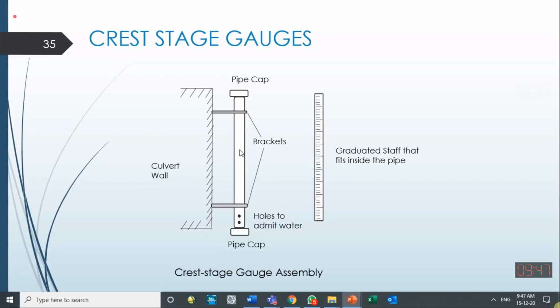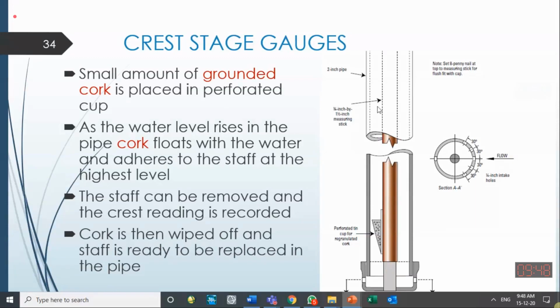And when the water level goes down, the highest level which has been recorded by this gauge will be shown by some of the corks which stick to this staff gauge itself. So some of the corks will remain stuck to the staff, and that will represent what was the maximum level observed during the last time period.